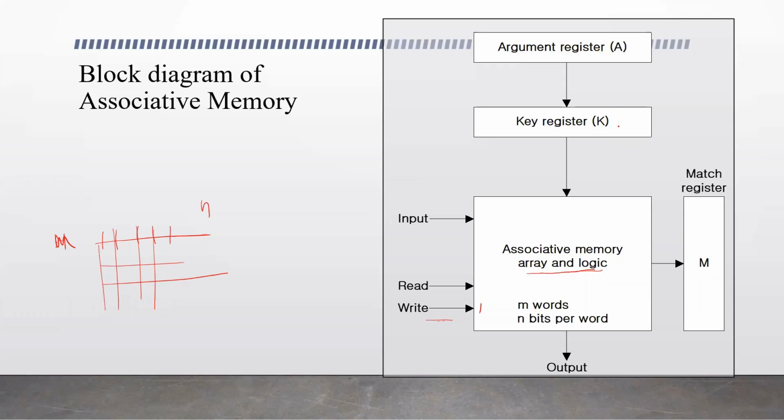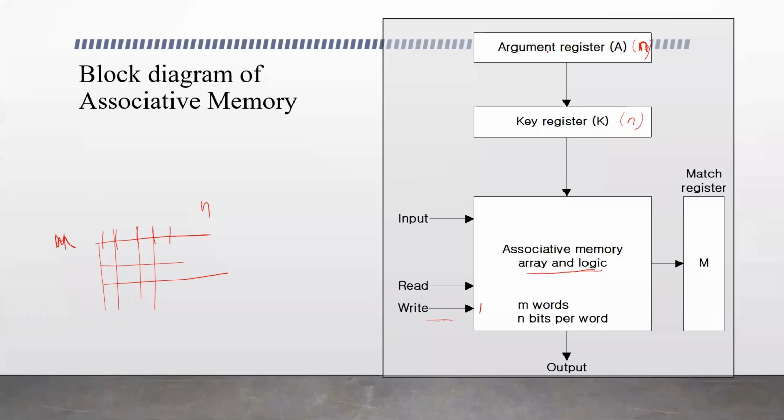This argument register and key register have n bits, as we have n as the number of bits in each word in the memory. The argument register is used to store one word of n bits, that is the content that is to be searched in the associative memory. That is stored in the argument register.